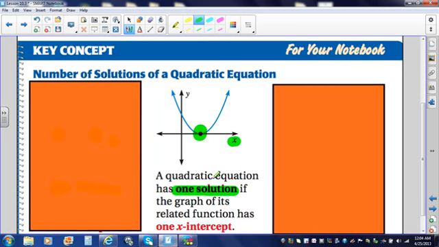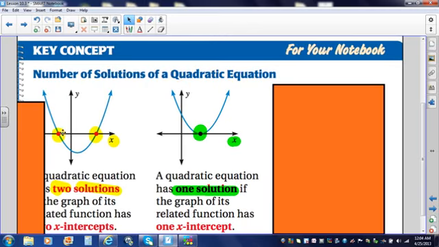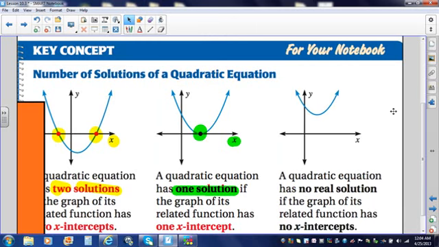Oh yeah! And if you're thinking, wow, it touches it at two spots, two solutions, it touches at one spot, one solution, I tell you what, you are a genius. If the parabola is hanging up in the air like this, and it does not touch the x-axis at all, we say it has no real solution. I told you it was complicated.